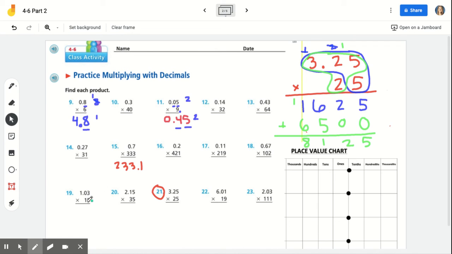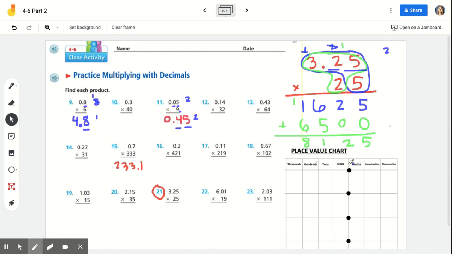Okay, did you get 1,125? Great job. Is that our final product though? It is not. That's our product if we were multiplying 325 times 25. The problem is though, it's 3 and 25 hundredths times 25. So our next step is to count the number of decimal places. In 3 and 25 hundredths, there's 1, 2. Go ahead and underline it with me, and let's put a little 2 on the side. 2 decimal places in our factors.